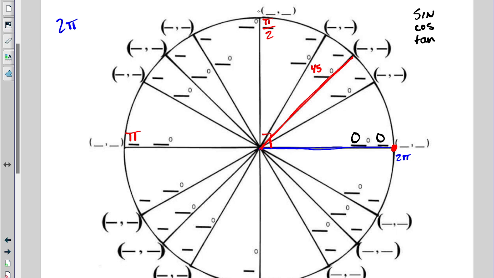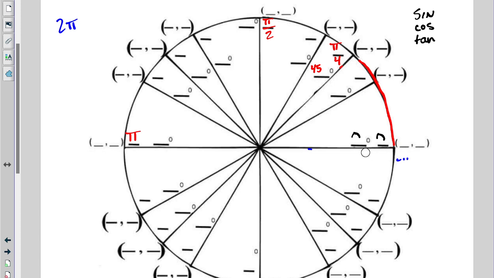And then because I bisected that angle, I made a 45-degree angle between this 90, that means that this distance from right here to right here is pi over 4 radians. It's half of pi over 2, okay? And so this angle measurement is 45 degrees or pi over 4. They're the same thing, okay? We're going to use them interchangeably.